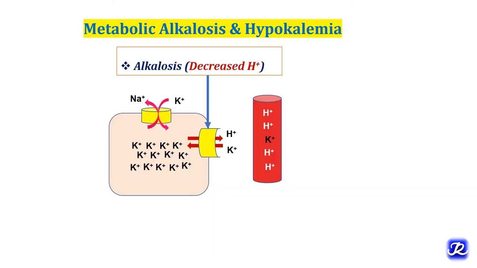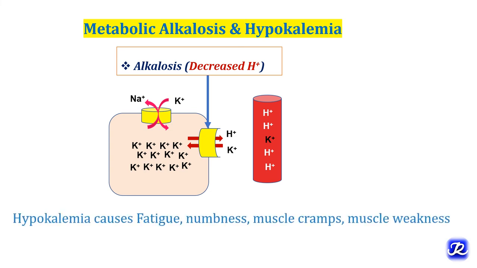Hypokalemia is decrease in potassium ion concentration in blood. In case of alkalosis, when there is decreased hydrogen ion concentration, more hydrogen ions move from the intracellular compartment to the extracellular compartment in exchange of potassium ions. So more potassium ions move from blood to cell. So there is more concentration of potassium ions inside the cell, and this leads to hypokalemia. The clinical features of metabolic alkalosis are associated with the cause, but when it is associated with hypokalemia, it causes fatigue, numbness, muscle cramps, and muscle weakness.